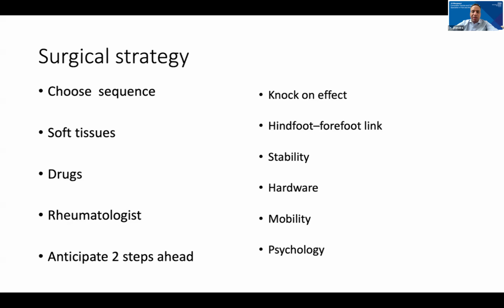Surgical strategy, like anywhere else, think of your sequence of operation that you're going to do. Look at the soft tissues, what drugs we've talked about. Have a friendly rheumatologist that can give you good advice. Always anticipate 2 steps ahead, because these patients have multiple joint issues. And in foot and ankle, there's that hind foot, forefoot link. Stability is important. What hardware we're going to use, because the soft tissues can be quite thin. And what mobility have they got? And also, they're going to take a period of time to recover. Are they going to cope with that? I.e., is their psychology in an adequate place?